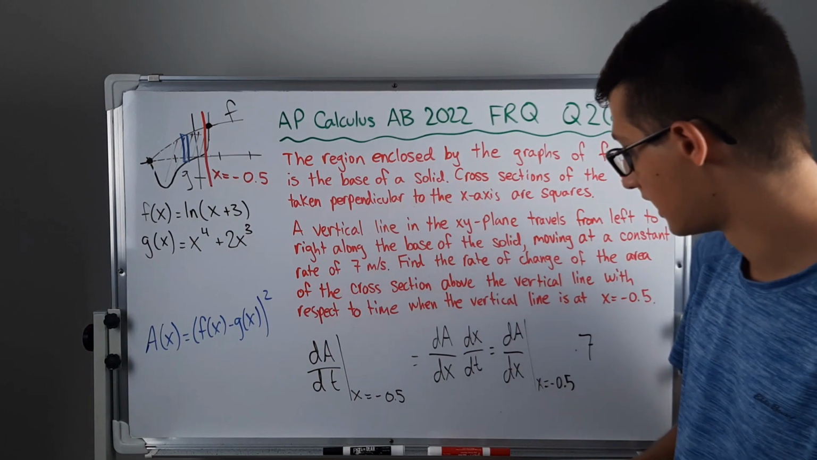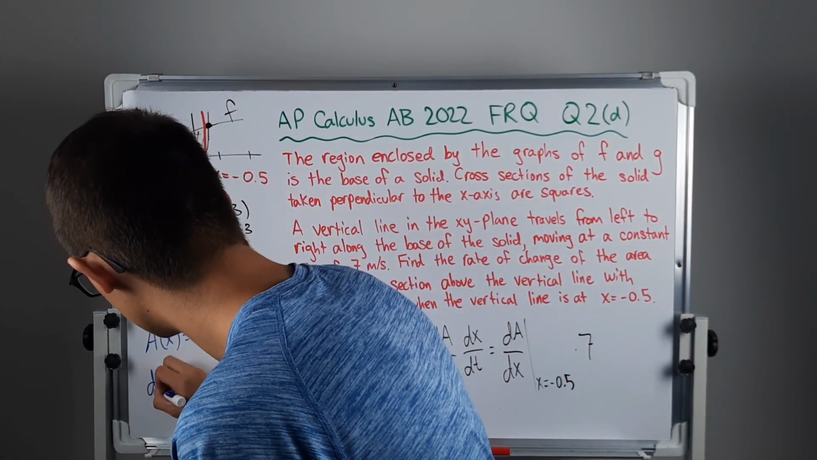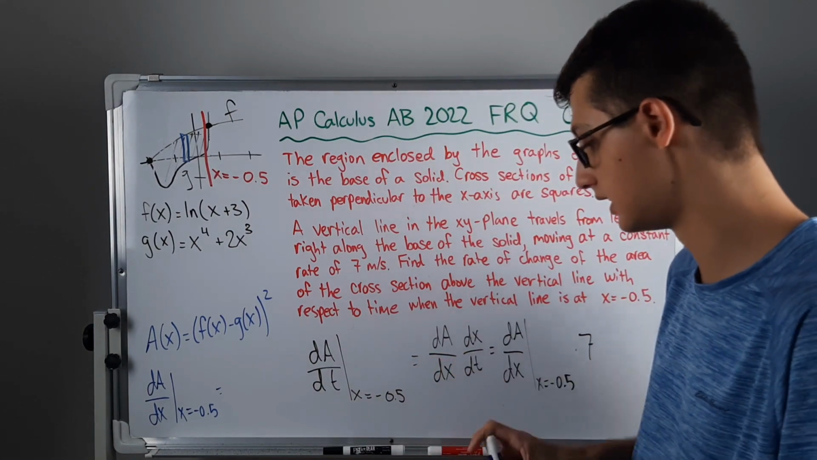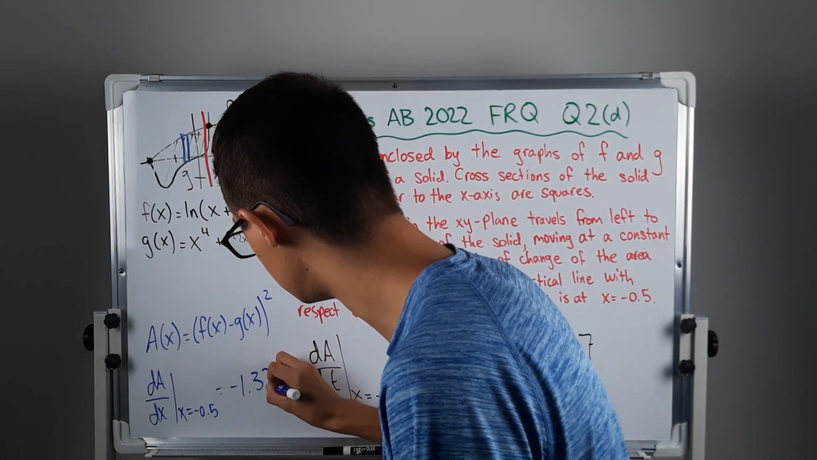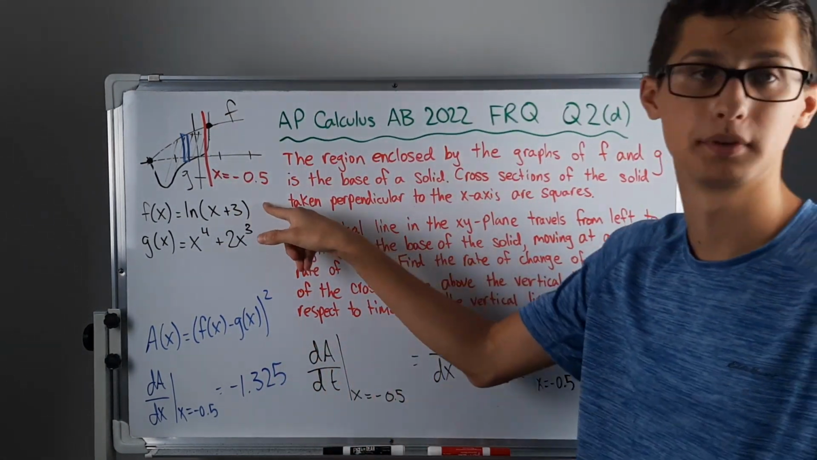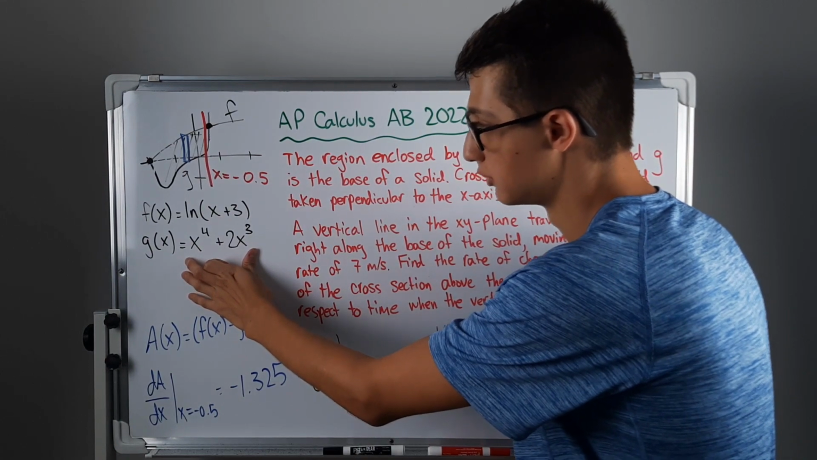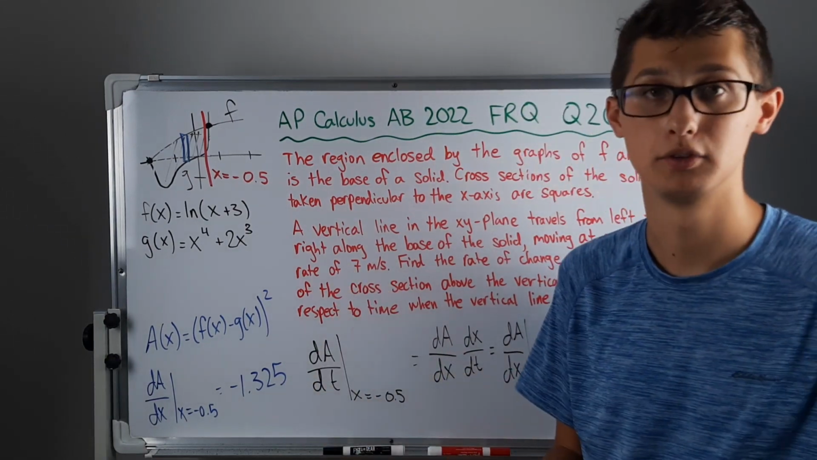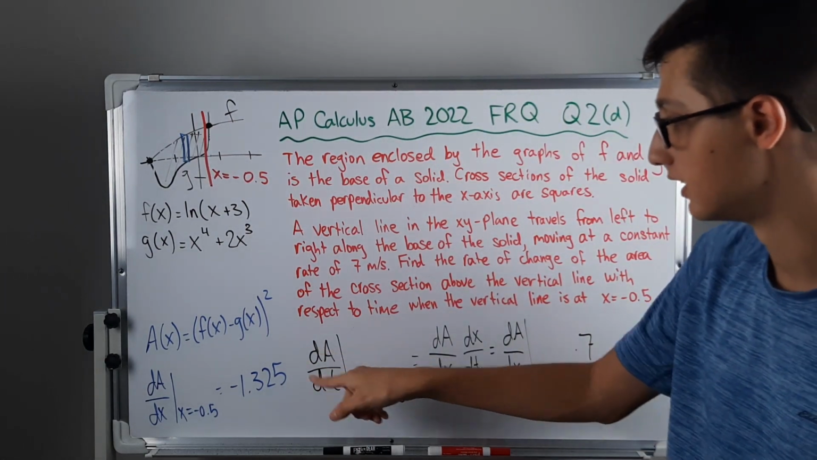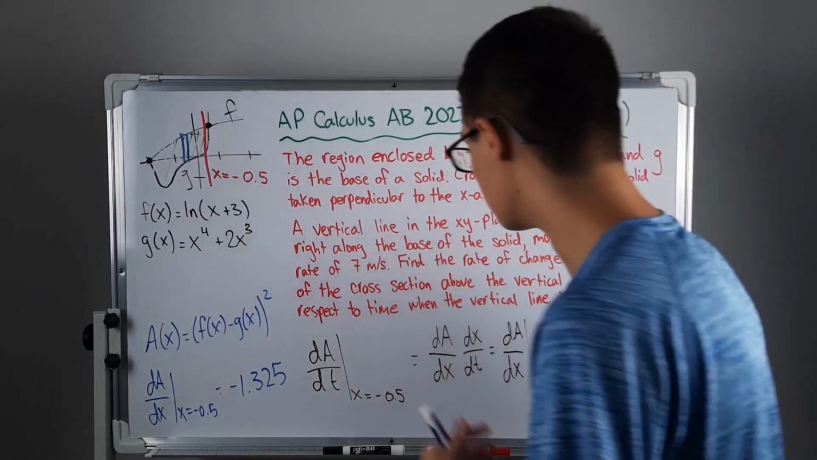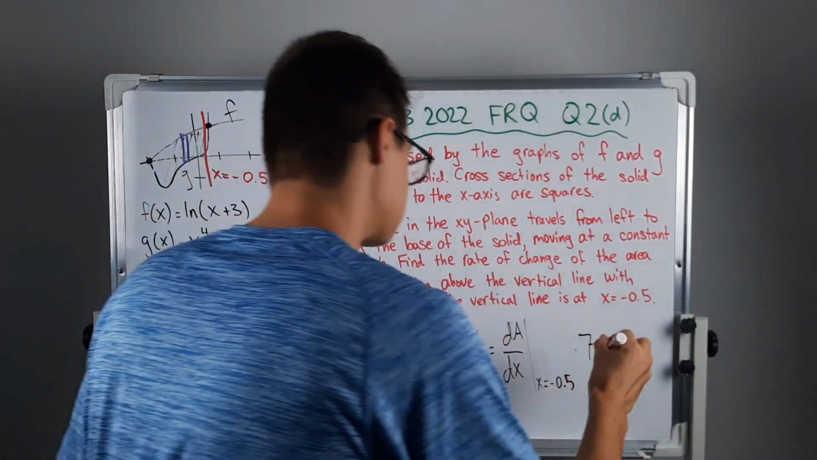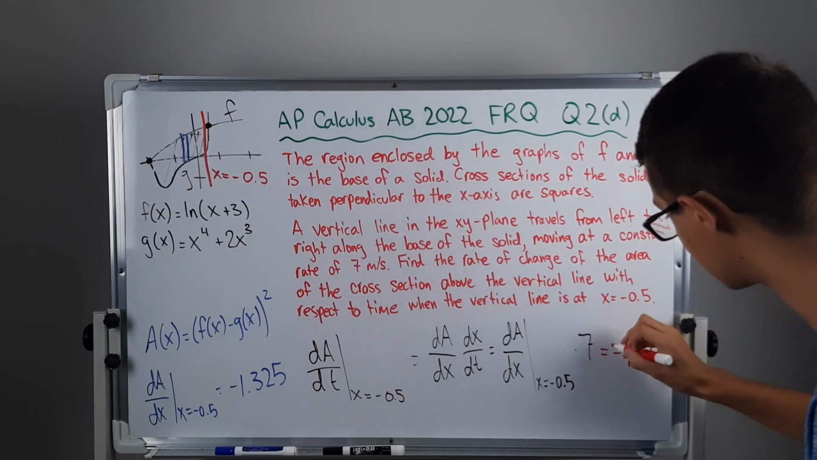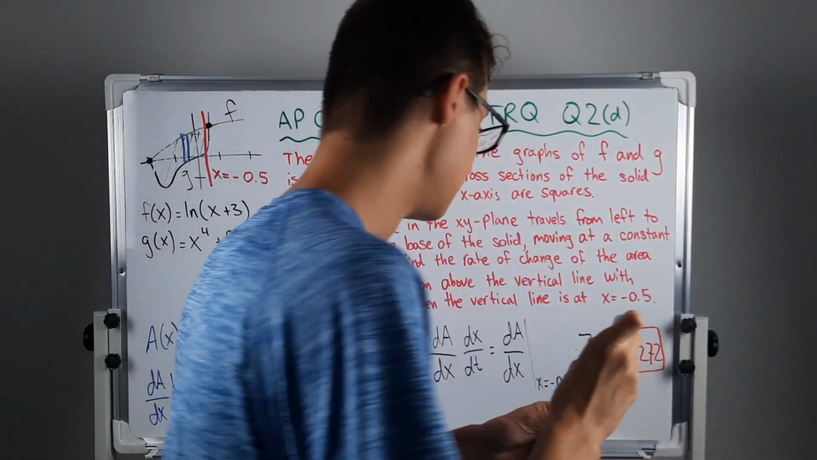So if we figure out dA over dx at x equals negative 0.5, this is going to be negative 1.325. If you want to compute that, you would just take ln of x plus 3 minus this in parentheses, x to the 4th plus 2x cubed, take the derivative, square it, take the derivative of it, and you should get negative 1.325. And then if you want to actually find what you're looking for, dA over dt, you multiply that by 7, and the answer you get is negative 9.272. So negative 9.272. That is our answer.